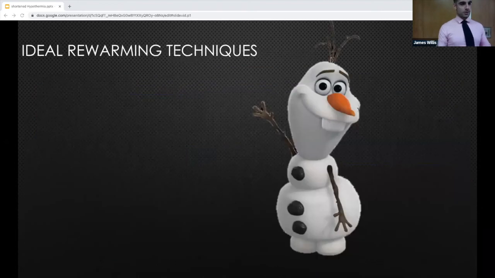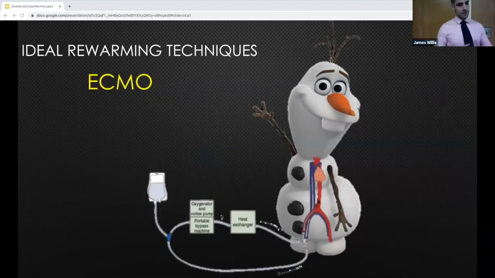So everything that we do is really a bridge to the ideal rewarming technique in our patients, which is ECMO. ECMO is going to restore the circulation, maintain tissue oxygenation, remove carbon dioxide, and allow for fast and controllable rewarming. The number needed to treat for a person with hypothermic cardiac arrest is about 2. And the survival rate in ECMO centers for hypothermic cardiac arrest is somewhere between 50 and 85%. And in centers without it, it's somewhere between 10 and 15%.